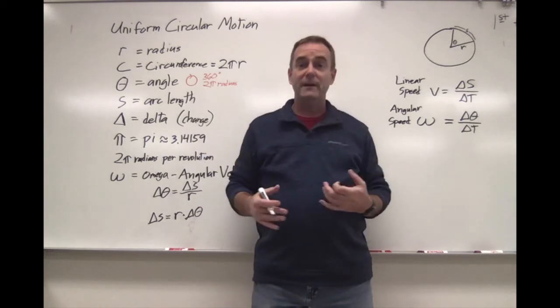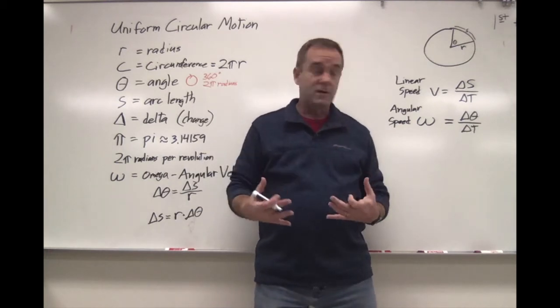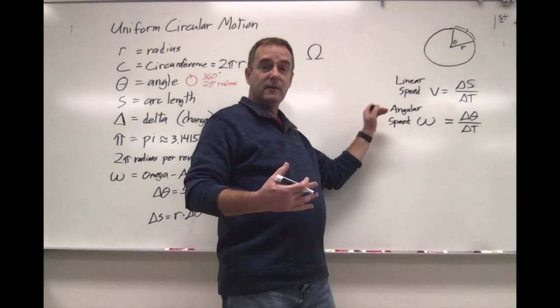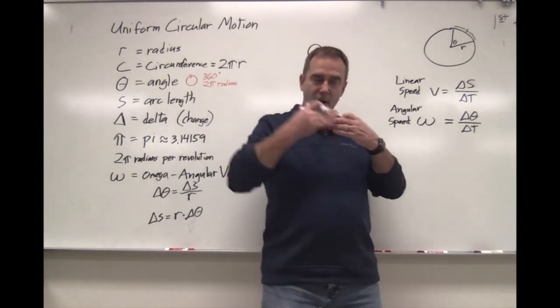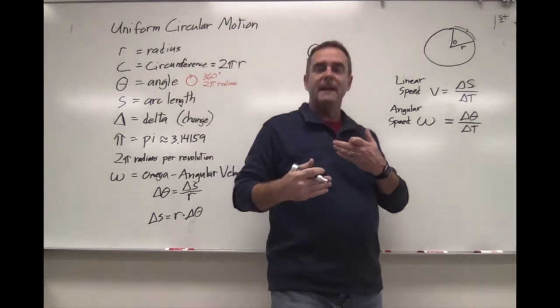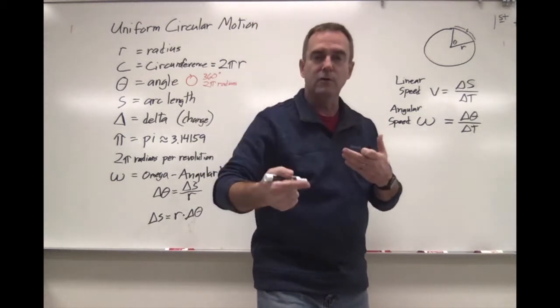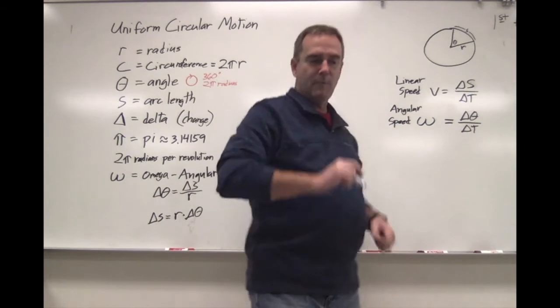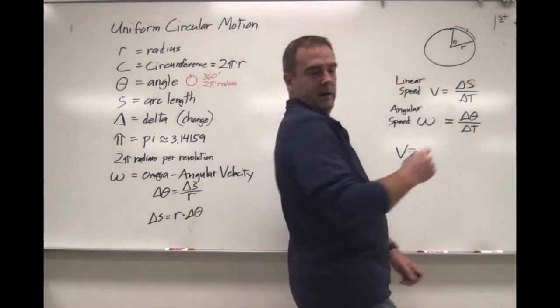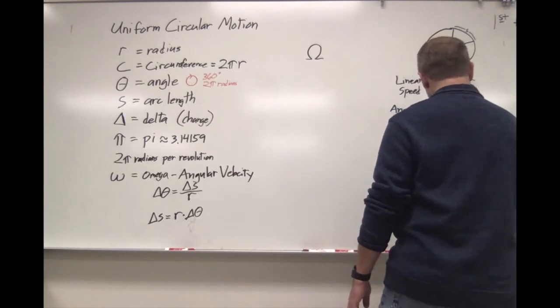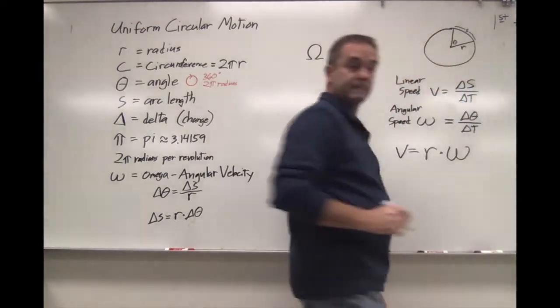The delta t's wind up canceling out, and I create a relationship between linear speed and angular speed for anything moving in a circle. I can create a relationship that says I know how fast I'm going forward if what's going forward is spinning in a circle. What's its angular speed? And that relationship is this. The linear velocity is the radius times the angular velocity.